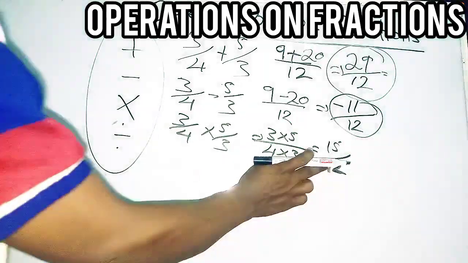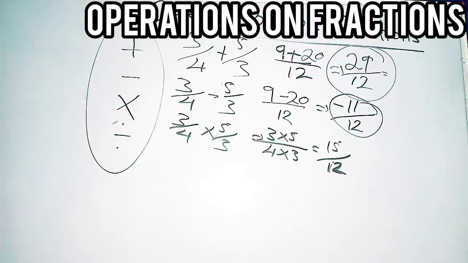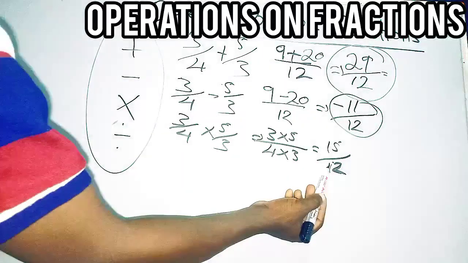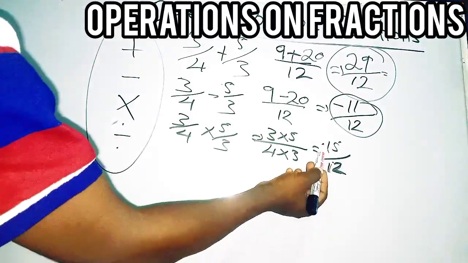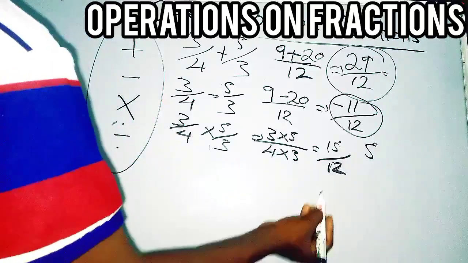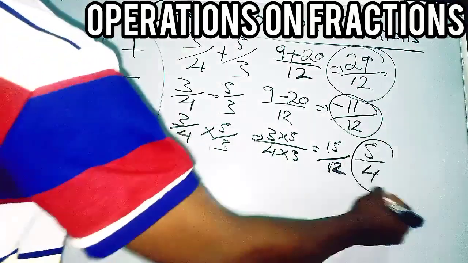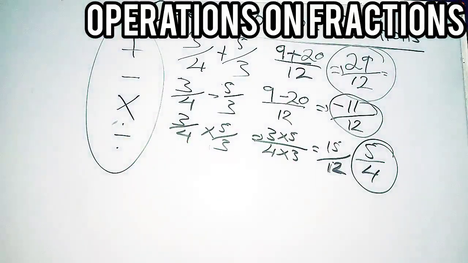Is there any number that can break this down? If there's any number, you use it. If there's no number, then you leave it. In this case, I believe 3 can go here and 3 can go here. 3 can go into 15 how many times? 5 times. And 3 can go into 12 how many times? 4 times. So this becomes your final answer.